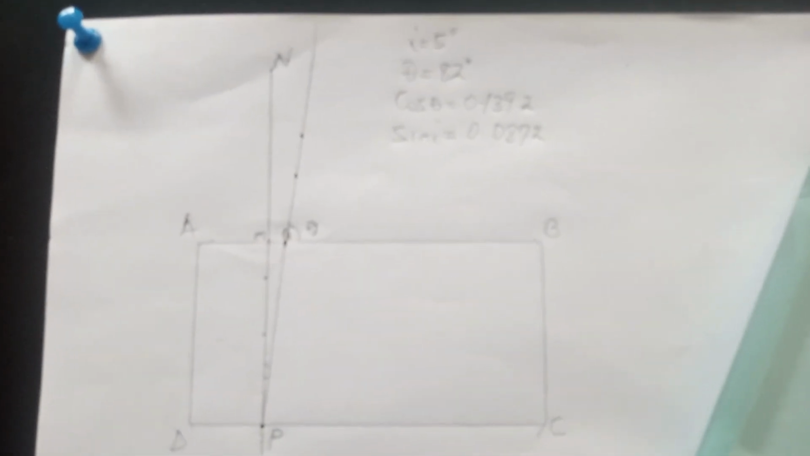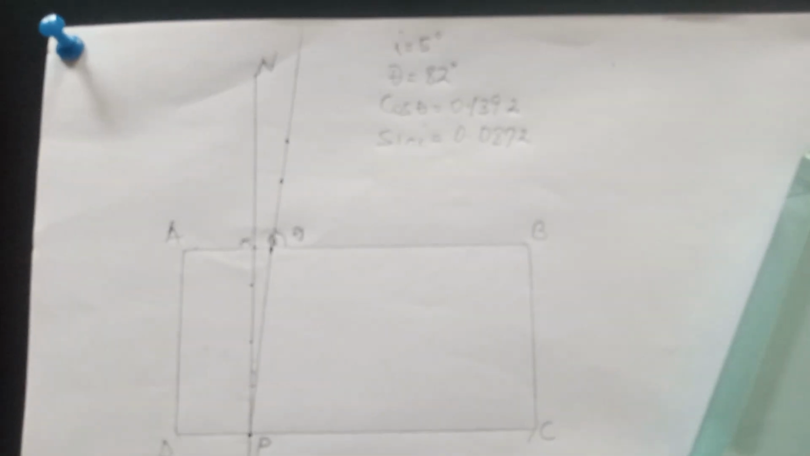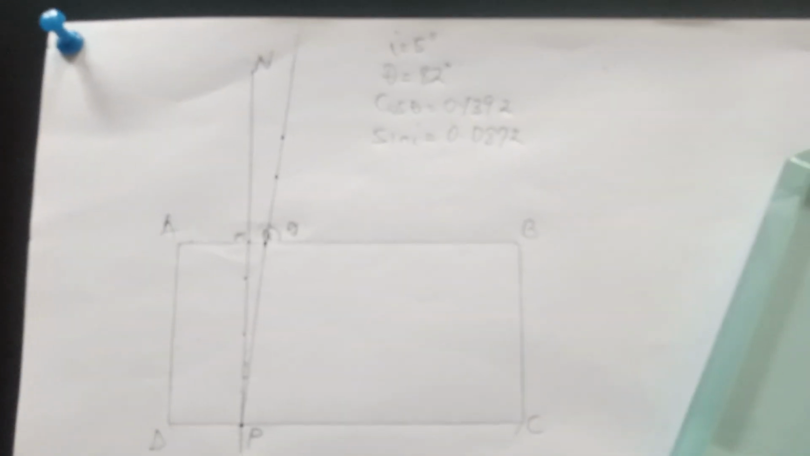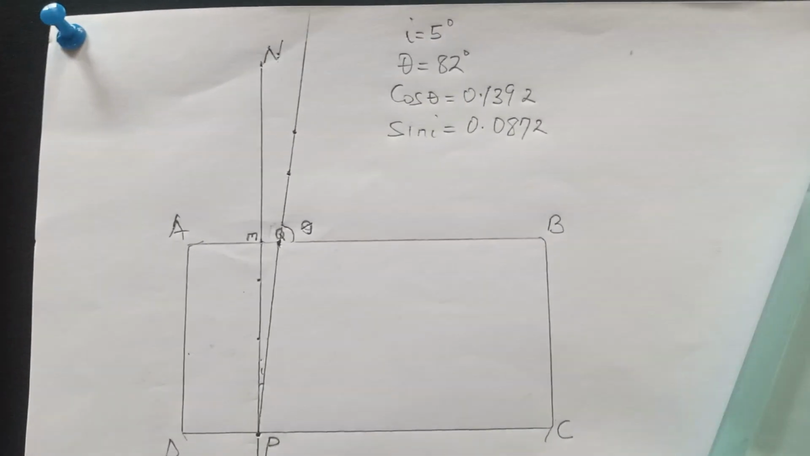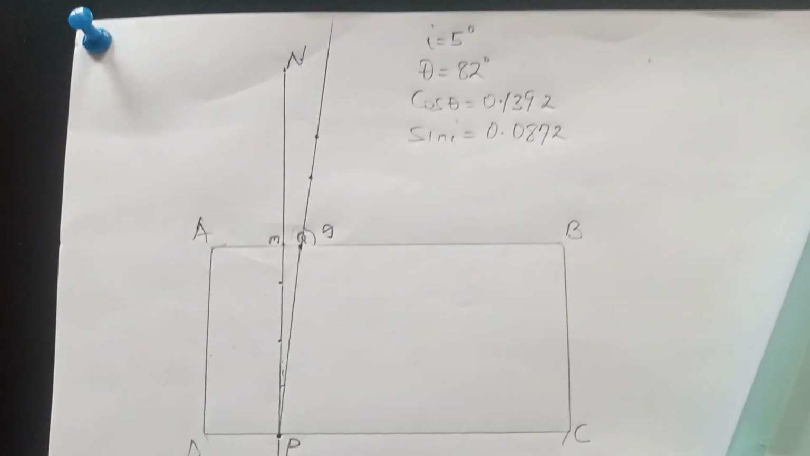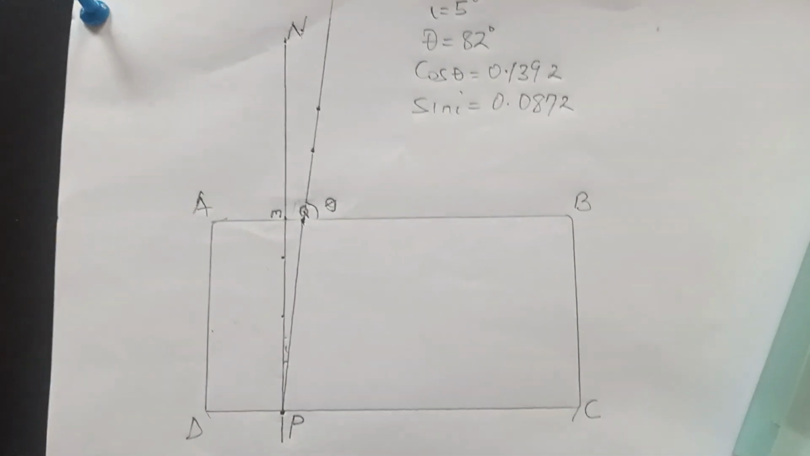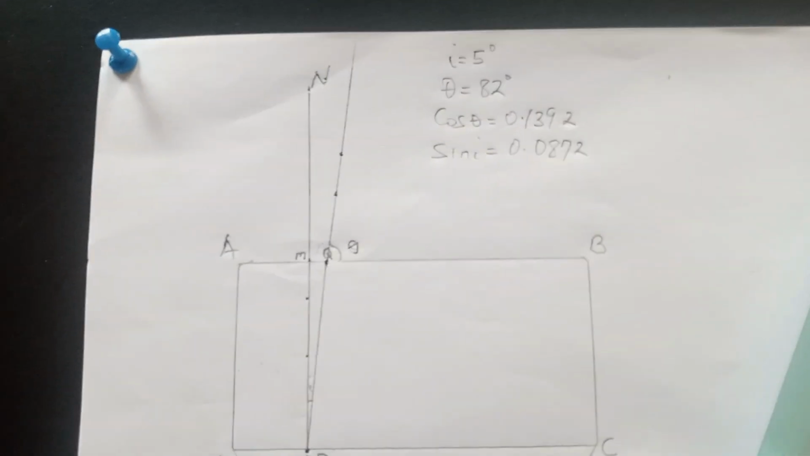So in the question, we're asked to compute cos theta and sin I. If we punched cos theta, it gave us 0.1392 and sin I giving us 0.0872. Now this is for the first reading for I equal to 5.